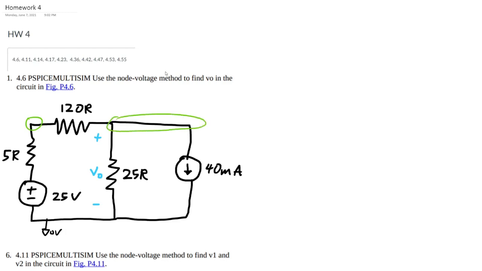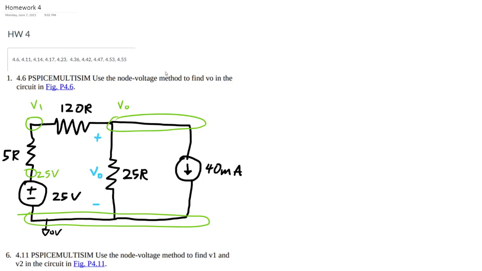I missed one. There's that, and there's that. So if we set that to 0 volts at the bottom, that makes this 25. You can call this V1. This will just be VO because it's already there.